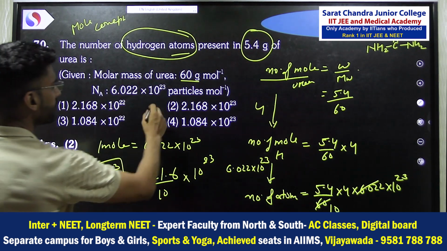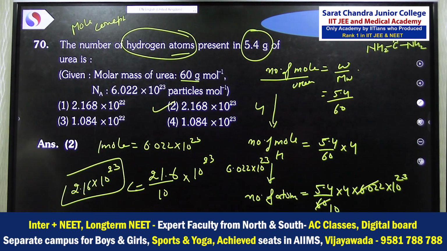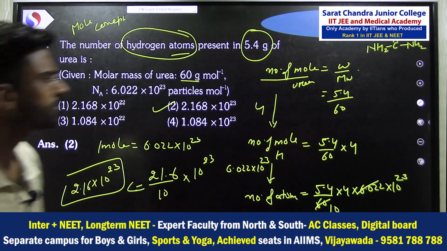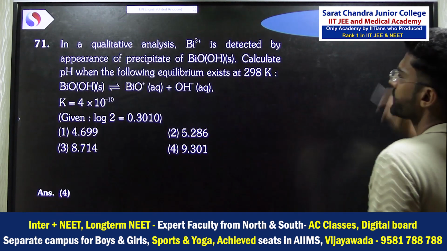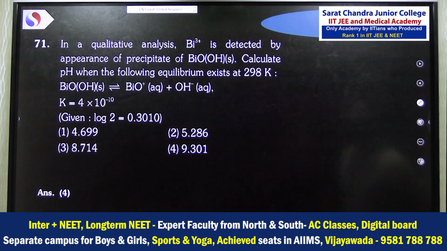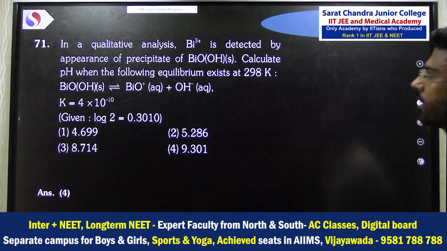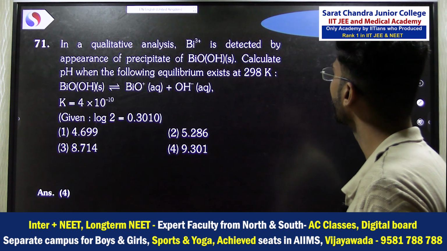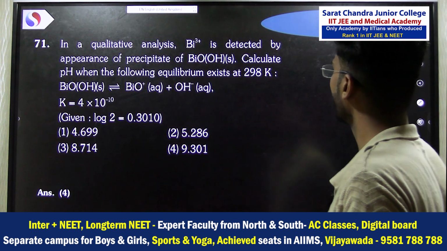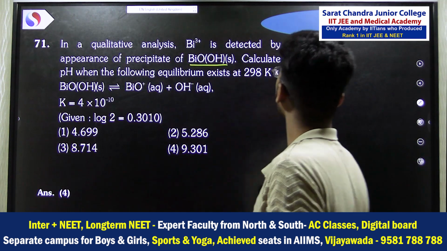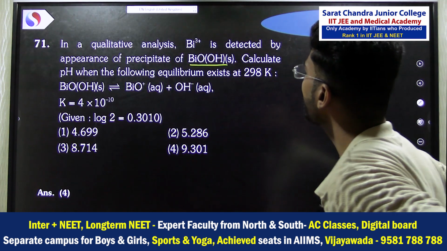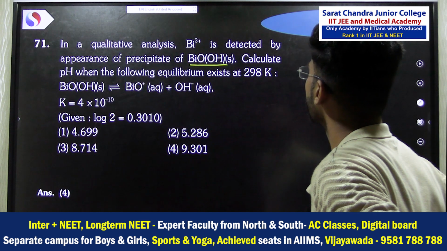So which option is correct? Option number 2 is the correct answer. Okay, next question. In the qualitative analysis, Bi3+ is detected by the appearance of a precipitate of BiOOH solid. Okay, this is a solid. Calculate the pH when the following equilibrium exists.